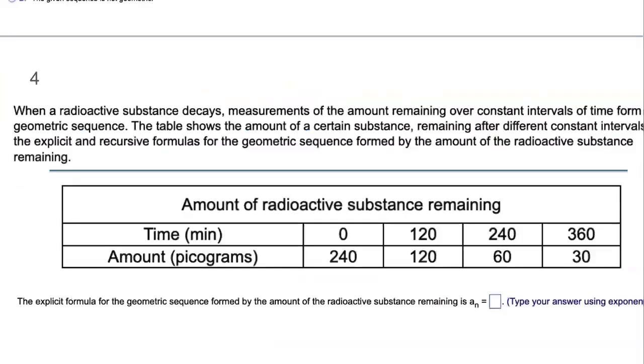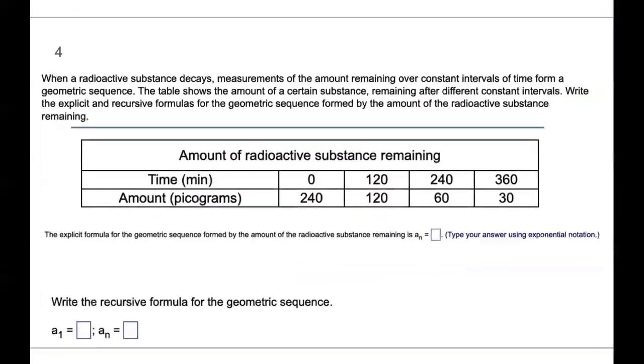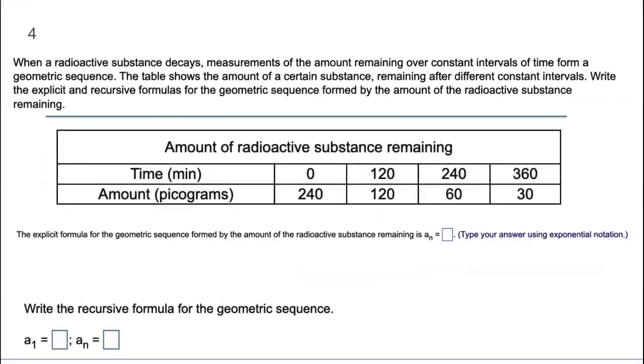Let's move on. Number 4. You have two word problems. They're not too difficult. It says when a radioactive substance decays, measurements of the amount remaining over constant intervals of time form a geometric sequence. The table shows the amount of a certain substance remaining after different constant intervals. Write the explicit and recursive formula for the geometric sequence formed by the amount of radioactive substance remaining. So the explicit formula for the geometric sequence formed by the amount of radioactive substance is a sub n.